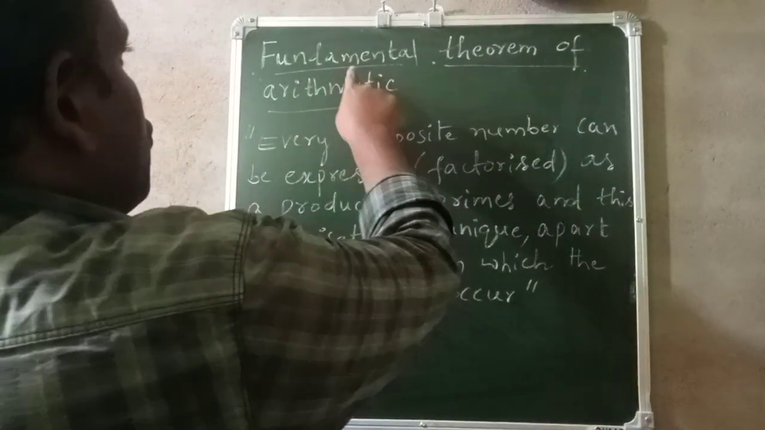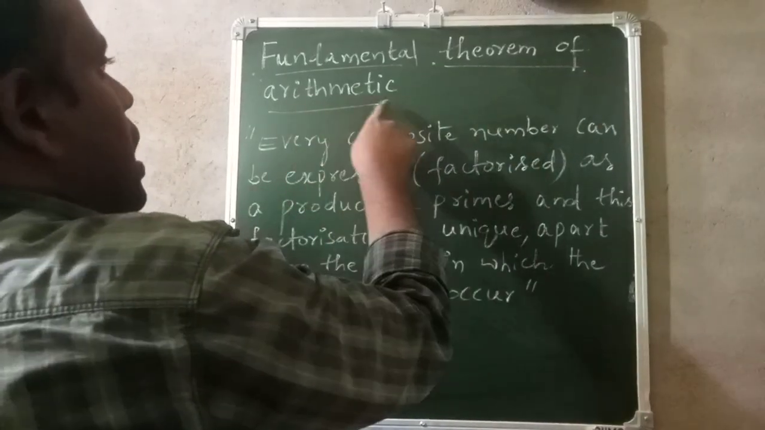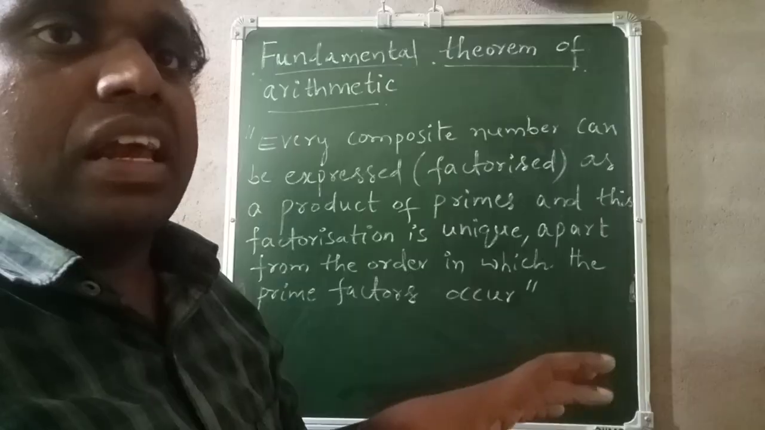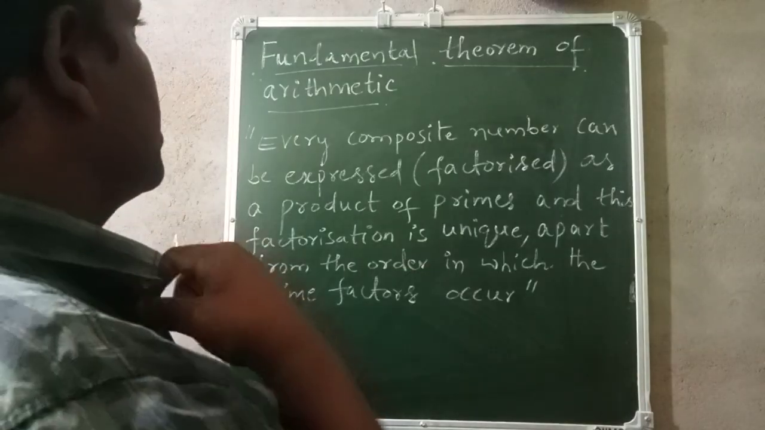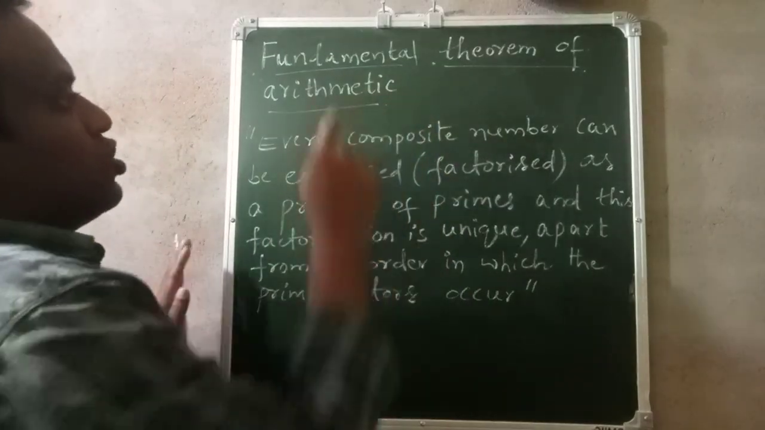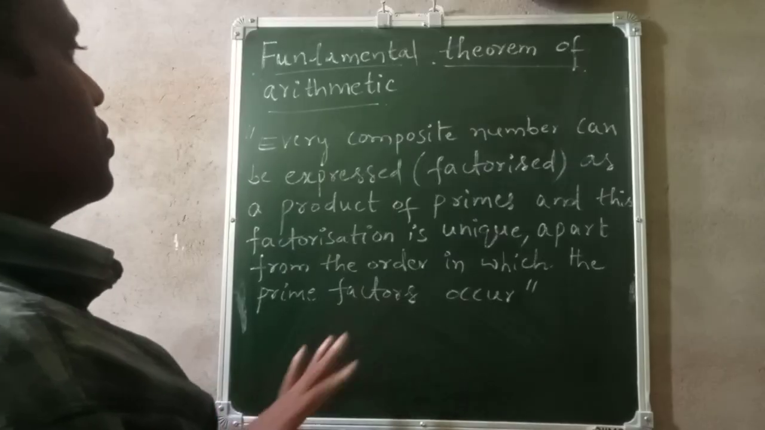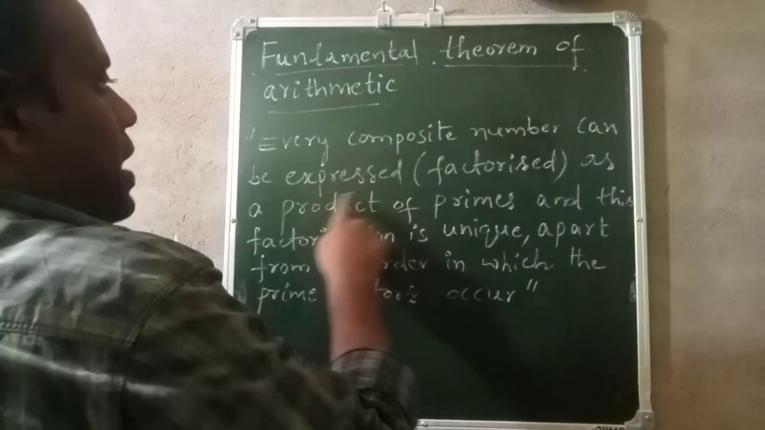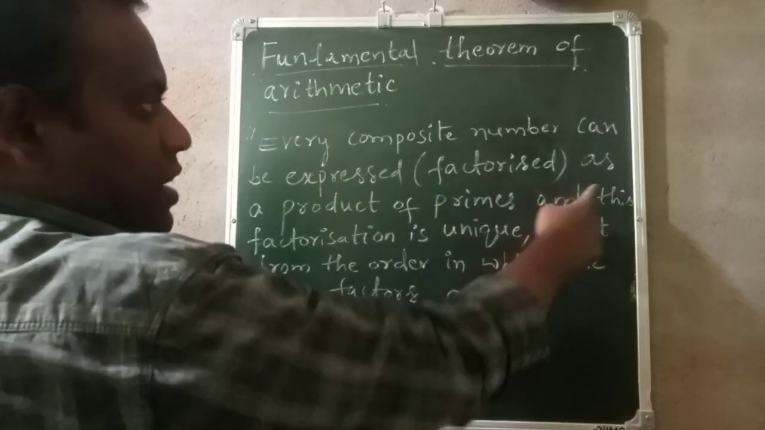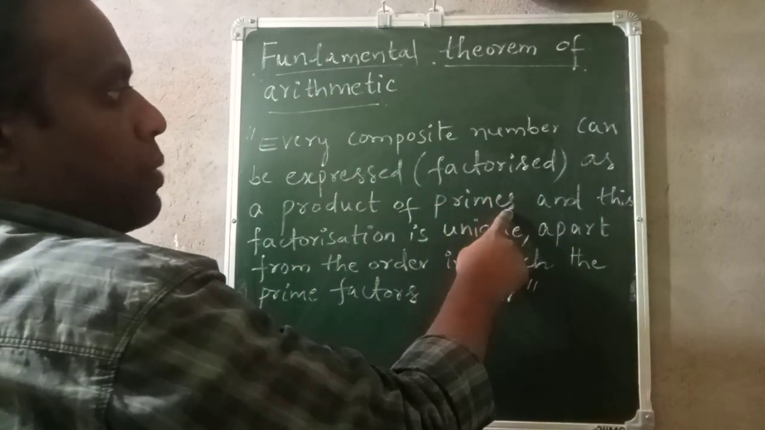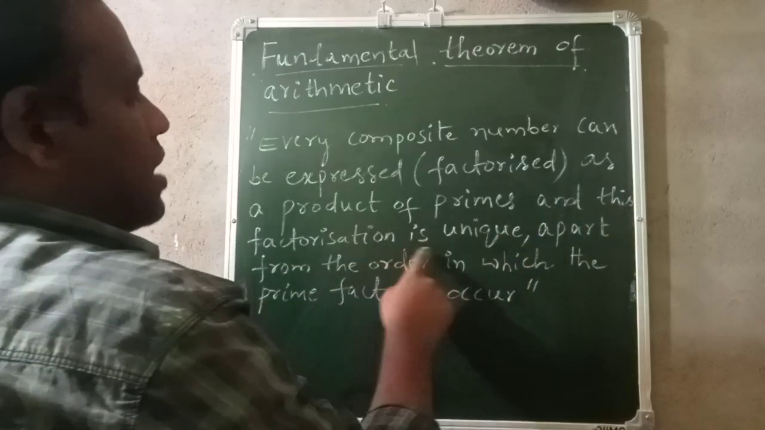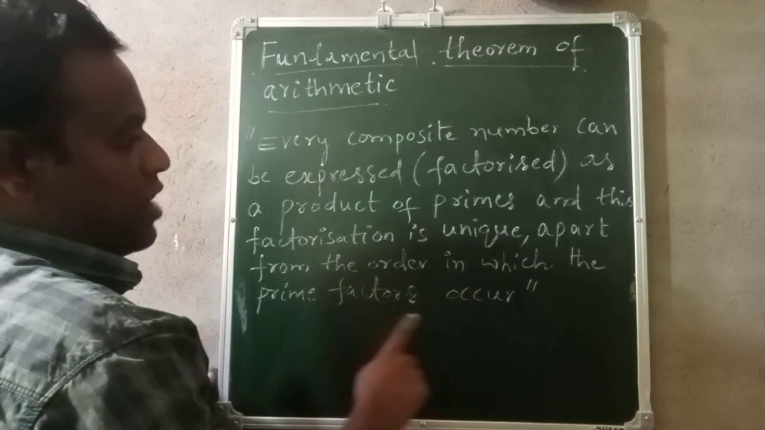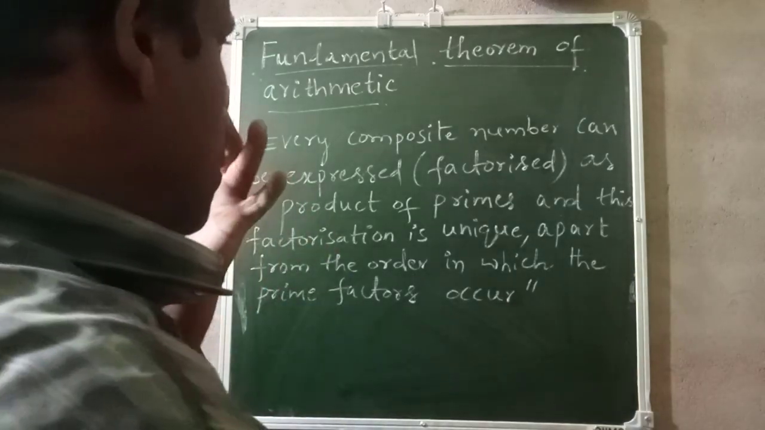Fundamental theorem of arithmetic. This is a topic in the class 10 real numbers chapter. So what this theorem states is: every composite number can be expressed or factorized as a product of primes, and this factorization is unique apart from the order in which the prime factors occur. So what does it mean?